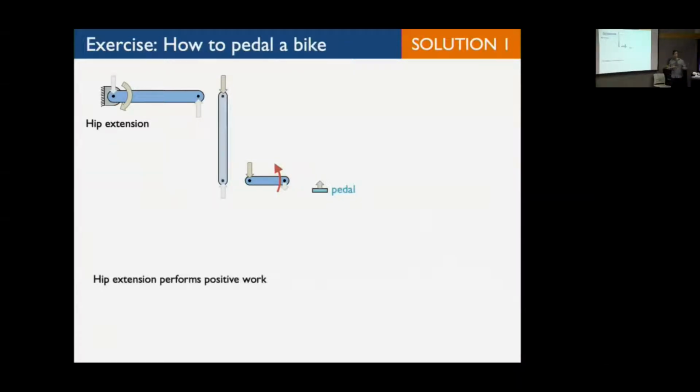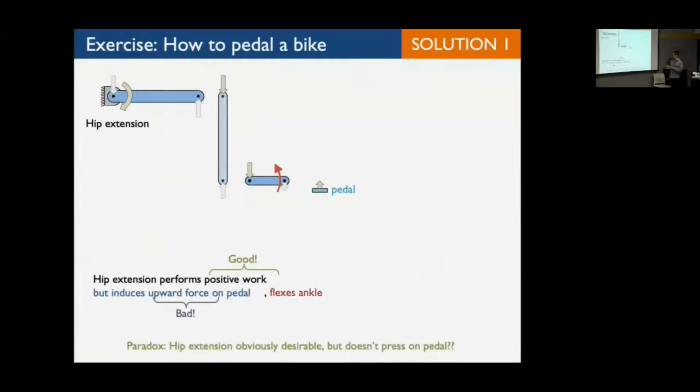Now, here's what we do know about cycling, which is that in this configuration, if you apply hip extension torque and the things are rotating in the direction that you would like, the hip does perform positive work. Everyone knows that the hip performs work during pedaling, but it induces an upward force on the pedal, and it causes the ankle to flex or dorsiflex. One part is good, and the other part is bad. So here's a paradox. Hip extension is obviously desirable, but doesn't it press on the pedal in the wrong direction?